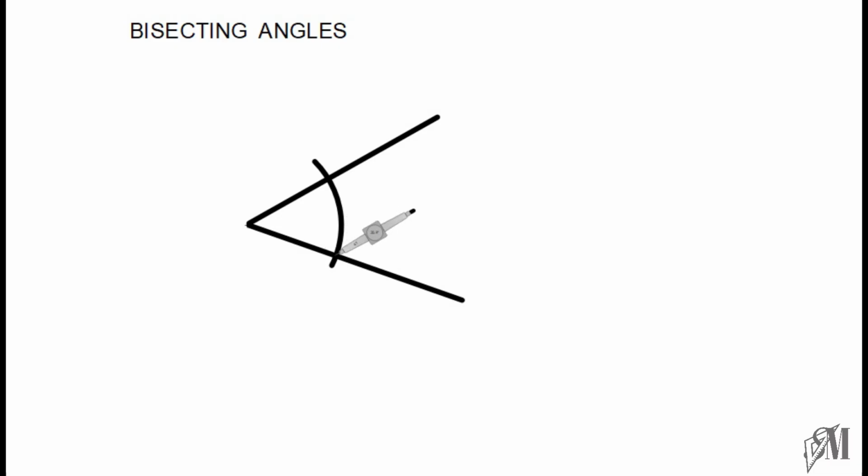Now move your compass to the first point of intersection of the arm and the arc and draw another arc in between the two arms like this. And with the same length you go to the next intersection of the arm and the arc and draw another arc to cut the previous arc you drew. The final step is to join the vertex of this angle and the point of intersection of two arcs you drew before like this. So this red color line bisects the angle into two halves.